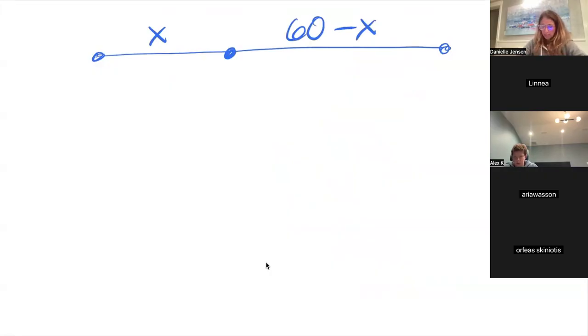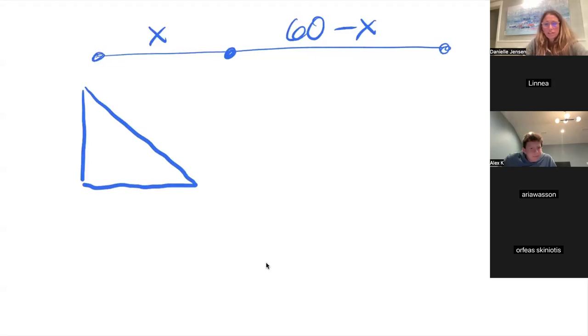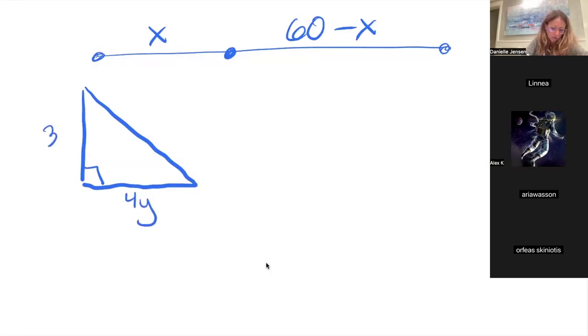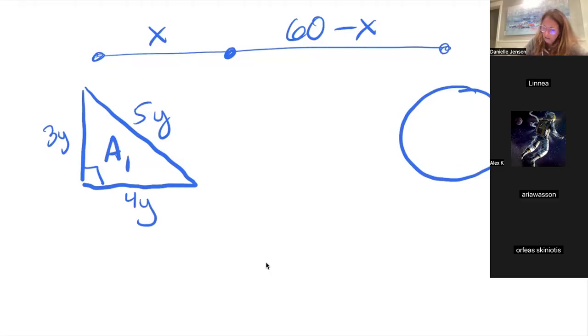So very similar to when we had the 40 centimeter string. But this time I'm saying, okay, we're going to allocate some of this string to a right triangle. And the right triangle just has a ratio of 3, 4, 5. So you can use any variable you want. I said like 4y, 3y, 5y. I didn't want to use X because X is going to be part of the string. And this is going to be, I call this A1. The other thing is A2, and that is going to be your circle with, we'll just say radius R.